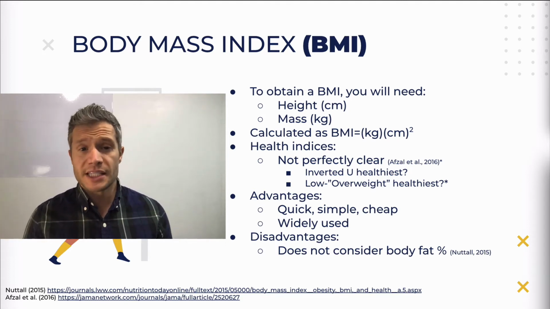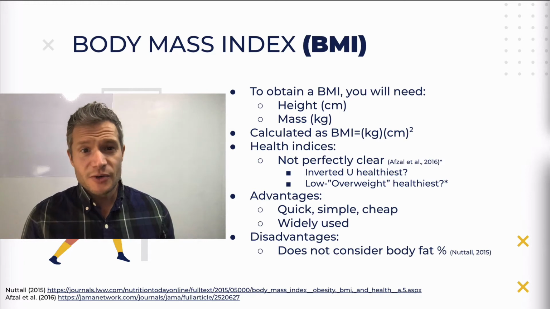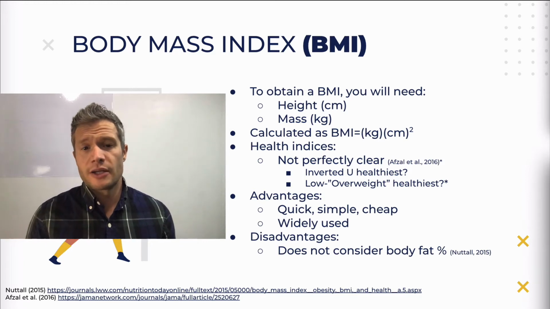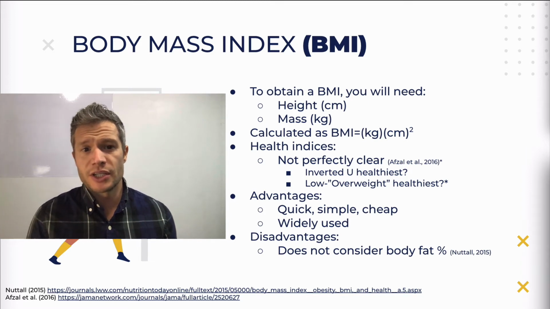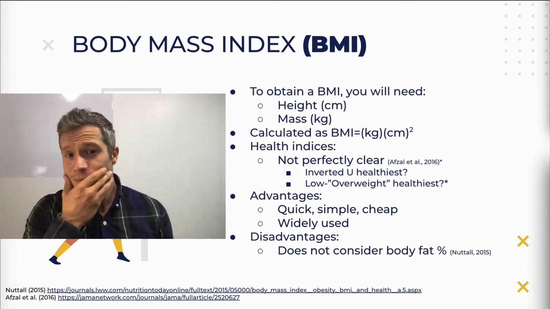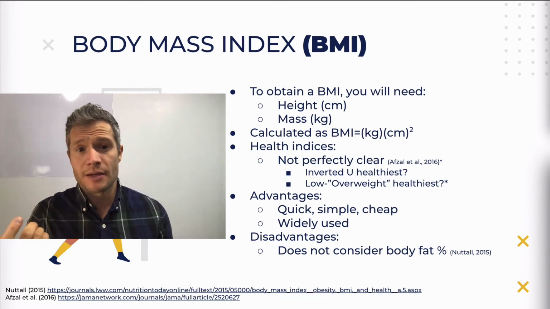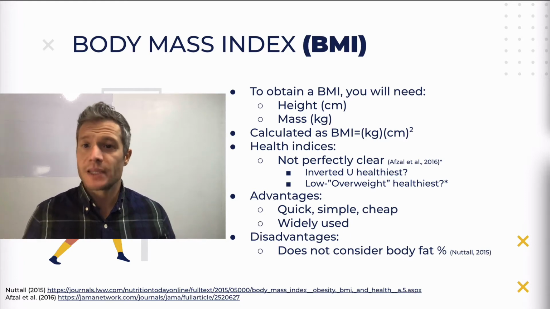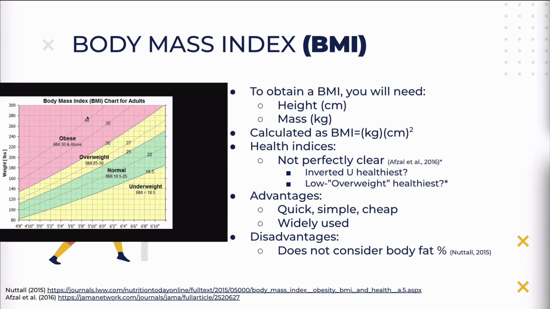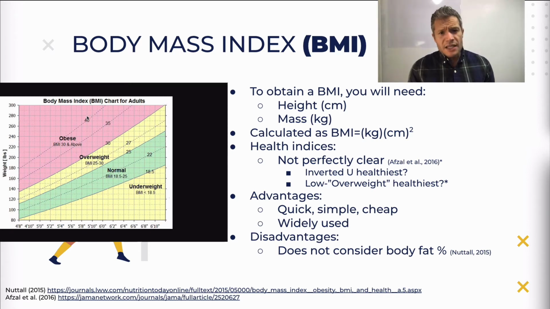So with that said, let's dive into this. To get your BMI, you take your height and your mass. If you look at the calculation there, you can see that it's your mass in kilograms divided by the square of your height. So whatever your height is, you square it and then divide your body weight by it. That's your BMI index.